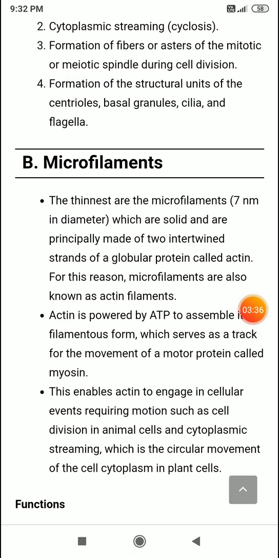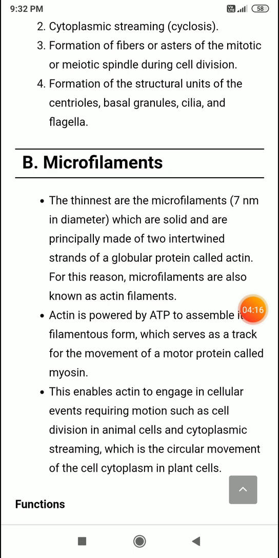Now the second filament, that is the microfilament. First one is the microtubule, second is the microfilament. The thinnest are the microfilaments, 7 nanometers in diameter, whereas microtubules are 20 nanometers in diameter. Microfilaments are solid and are principally made up of two intertwined strands of a globular protein called actin. For this reason microfilaments are also known as actin filaments.